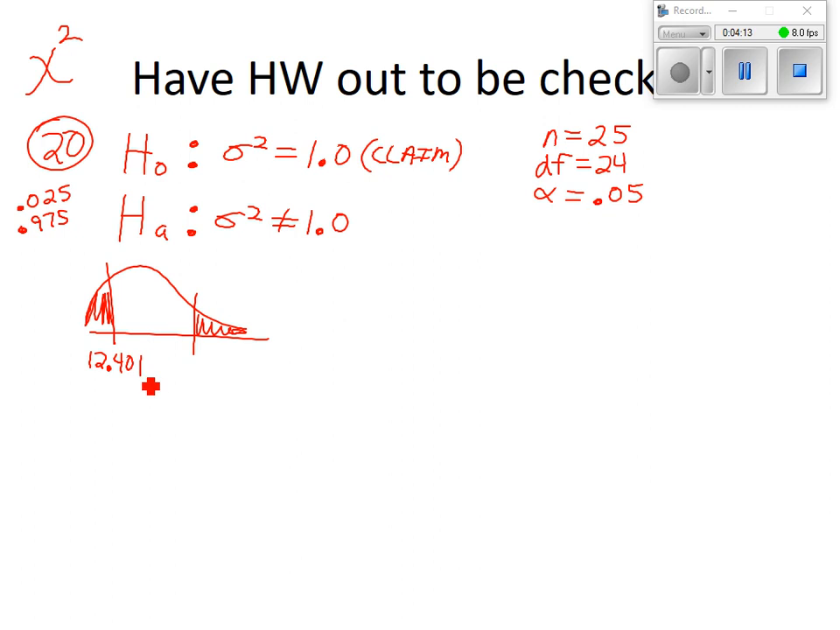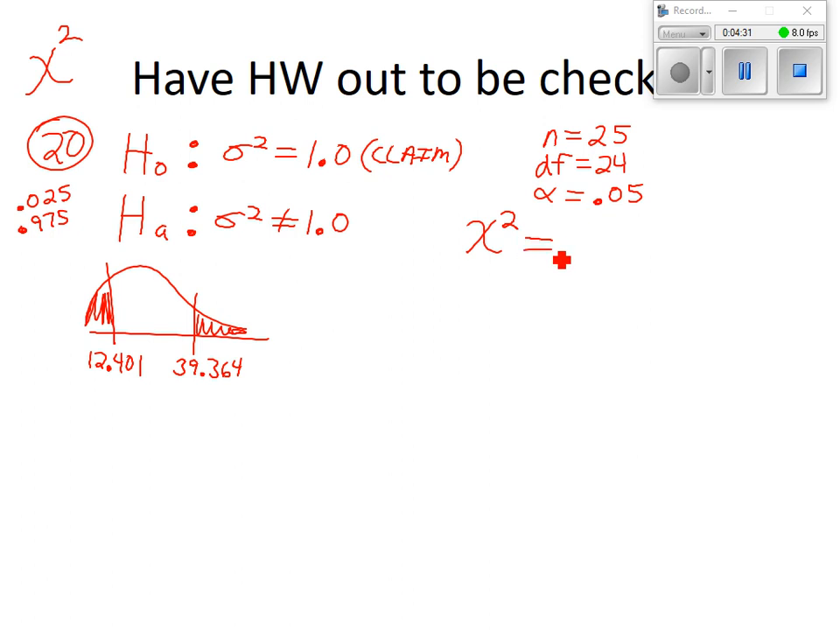Now look up the 0.025 and the 24. 39.364. Everybody agree with that one? Yes. Boom. So those are our two rejection regions.